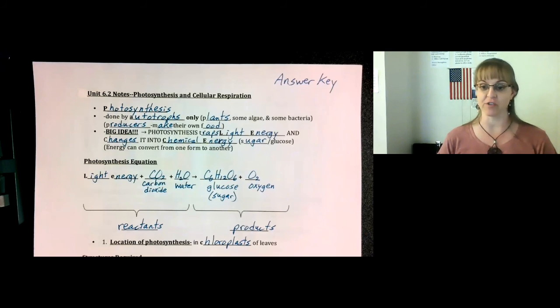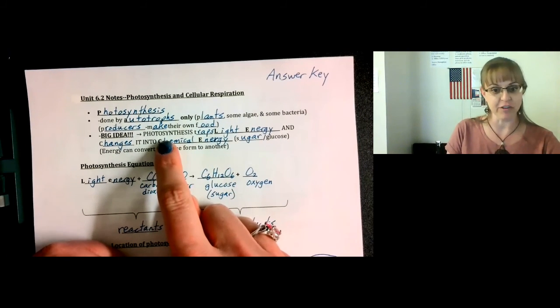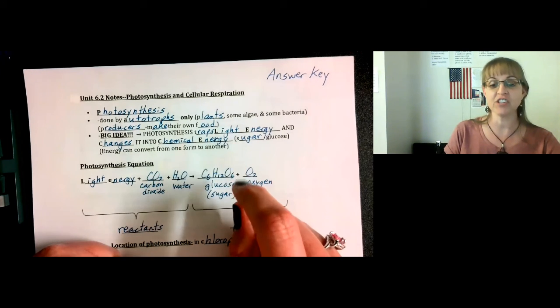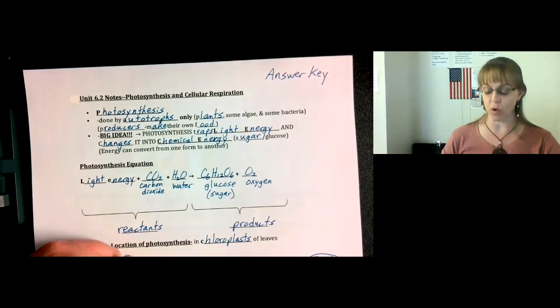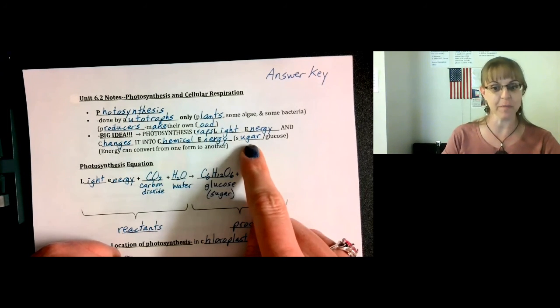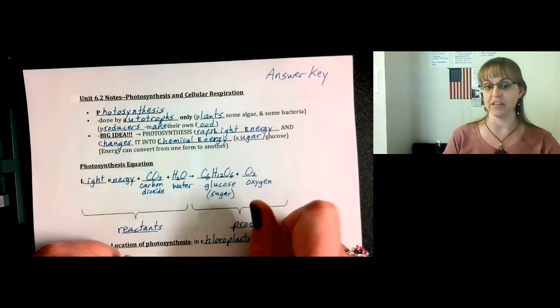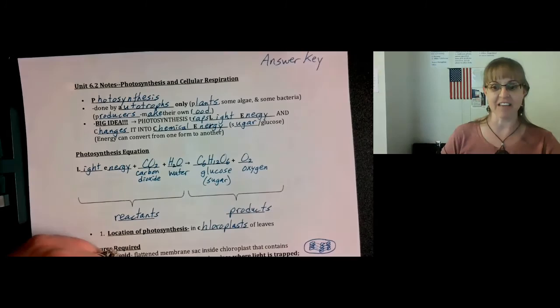Plants are always autotrophs. Some algae and some bacteria are as well. They make their own food. So the big idea about photosynthesis is that it traps light energy and changes it into chemical energy. Chemical energy is stored in the sugar molecule. The simplest form of sugar is glucose, and that's the one that your body and other plant and animal cells use in its life processes.